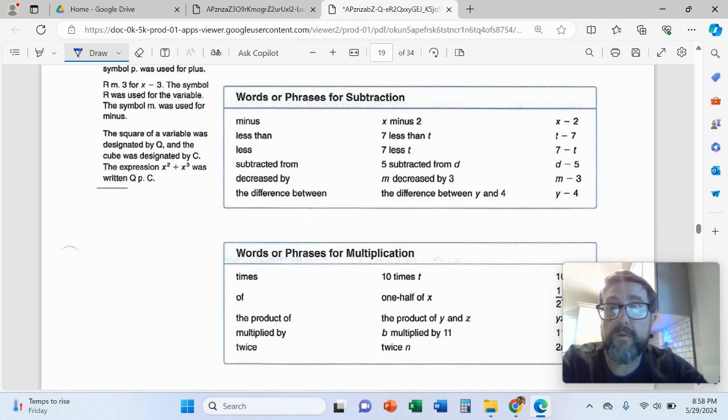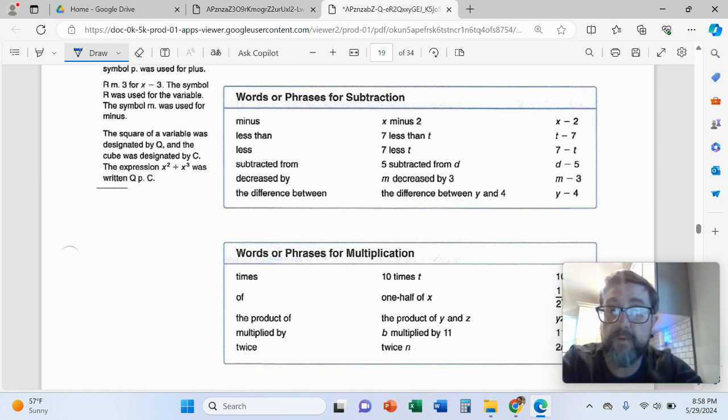Words or phrases for subtraction: minus, less than, less, subtracted from, decreased by, the difference between. For example, x minus 2, or 7 less than t. So actually what you're taking is 7 and then you're minusing t.